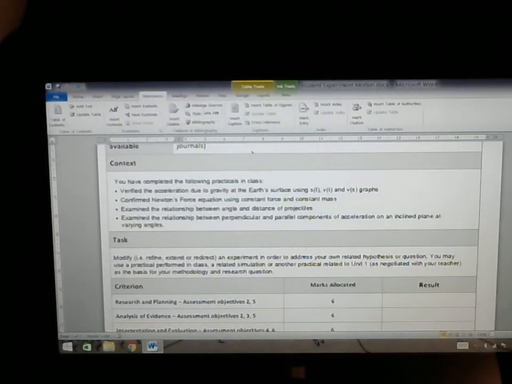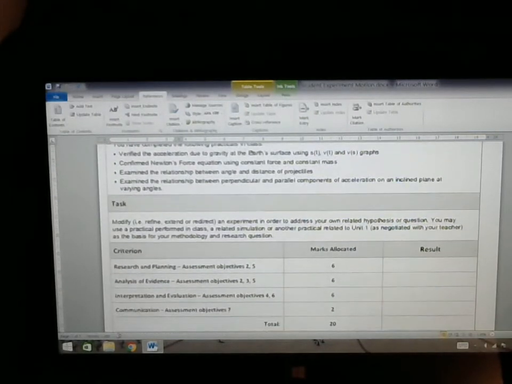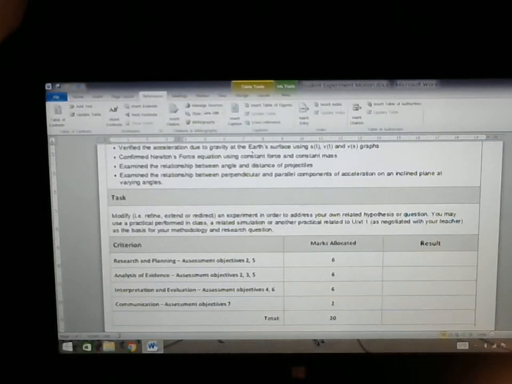So, the student experiment is marked on four criteria. These are your research and planning, your analysis of evidence, and your interpretation and evaluation, and finally a communication mark that looks over the entire thing, in total worth 20 marks. But you can see though these first three are weighted 6 out of 20 each, while this last one is only weighted 2 out of 20.